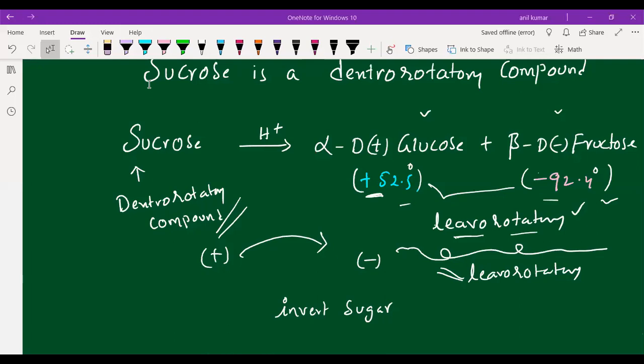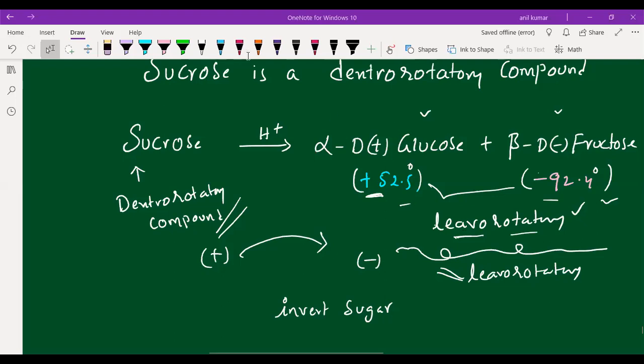Okay, students, so that is why we are calling it invert sugar, right? Understood? That's why we call it invert sugar, because sucrose is a dextrorotatory compound. It will rotate the plane to the right side, whereas the hydrolysis products of sucrose have levorotation. The rotation has been changed from dextro to levo, the sign has been changed from plus to minus, and the clockwise rotation has been changed to anti-clockwise. That's why we are calling it invert sugar.